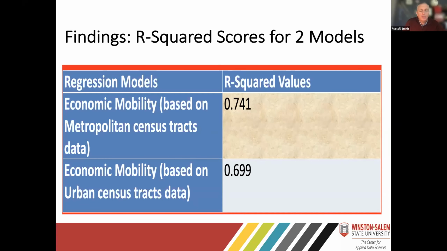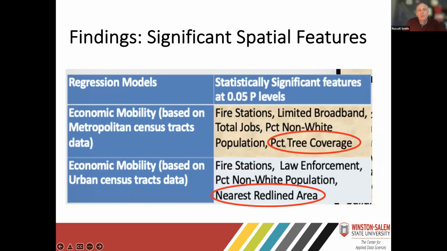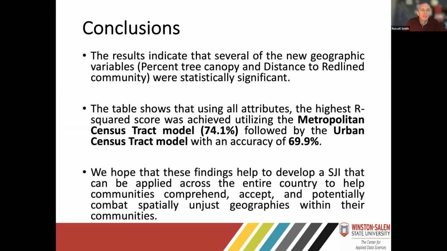Should we be looking at environmental spatial justice, transportation? So for this purpose, when we put all of our variables in, you can see we have some pretty robust R-squared values there. Interestingly, some of the new ones did pop up as very important. Percent tree coverage in a community and the nearest distance to a redlined area were very important as well. And so the results indicate that several of these new variables are going to play an important role.